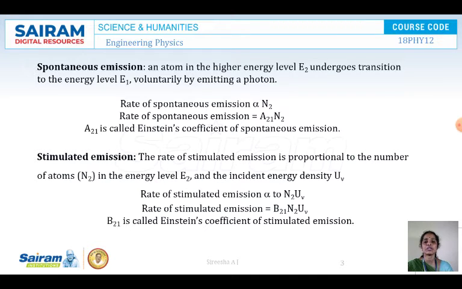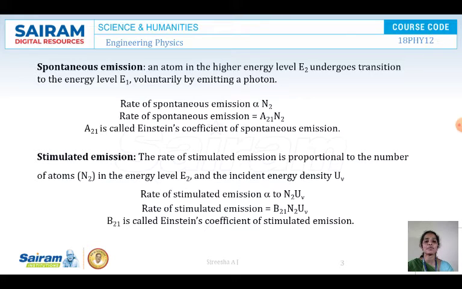Next is stimulated emission. The rate of stimulated emission is proportional to the number of atoms N2 in the energy level E2 and the incident energy density U nu. Stimulated emission occurs only when there is a metastable state, where an atom sits for a period of 10 to the power of -3 seconds. While the atom is sitting there, if another photon having incident energy U nu arrives, this photon will make the atom sitting in the metastable state come down. So the rate of stimulated emission is proportional to N2 and U nu.